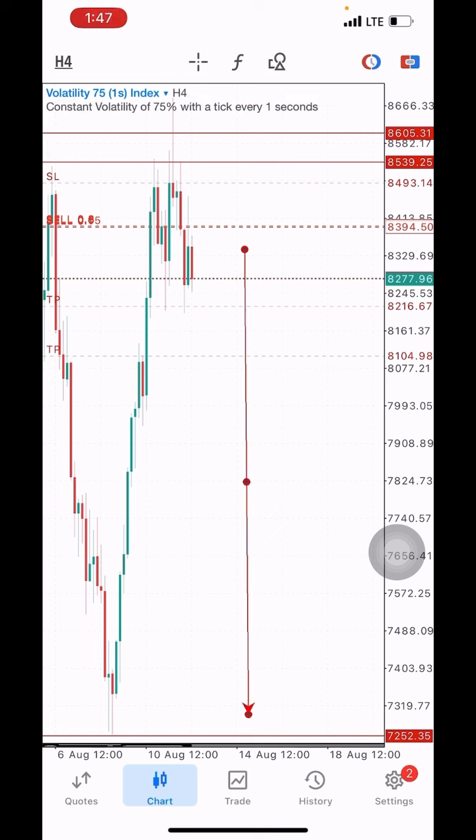All right, so trading is simple if you have a proven strategy. A good strategy with good risk management, you're good, you're profitable.